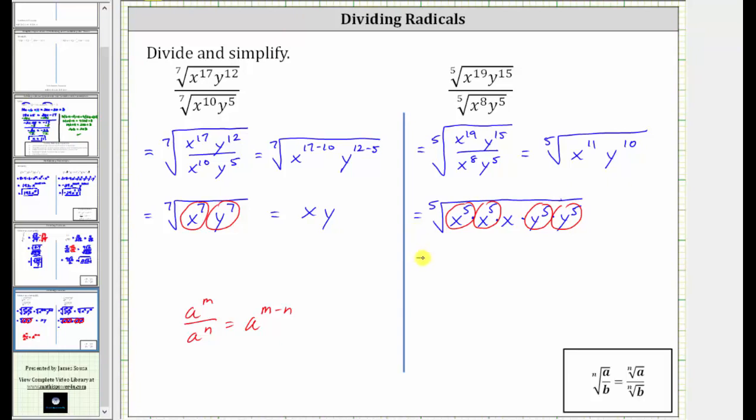So simplifying, we would have two factors of x outside the radical, which gives us x squared, two factors of y outside the radical, which gives us y squared, and we still have the fifth root of one factor of x. This is the simplified expression.